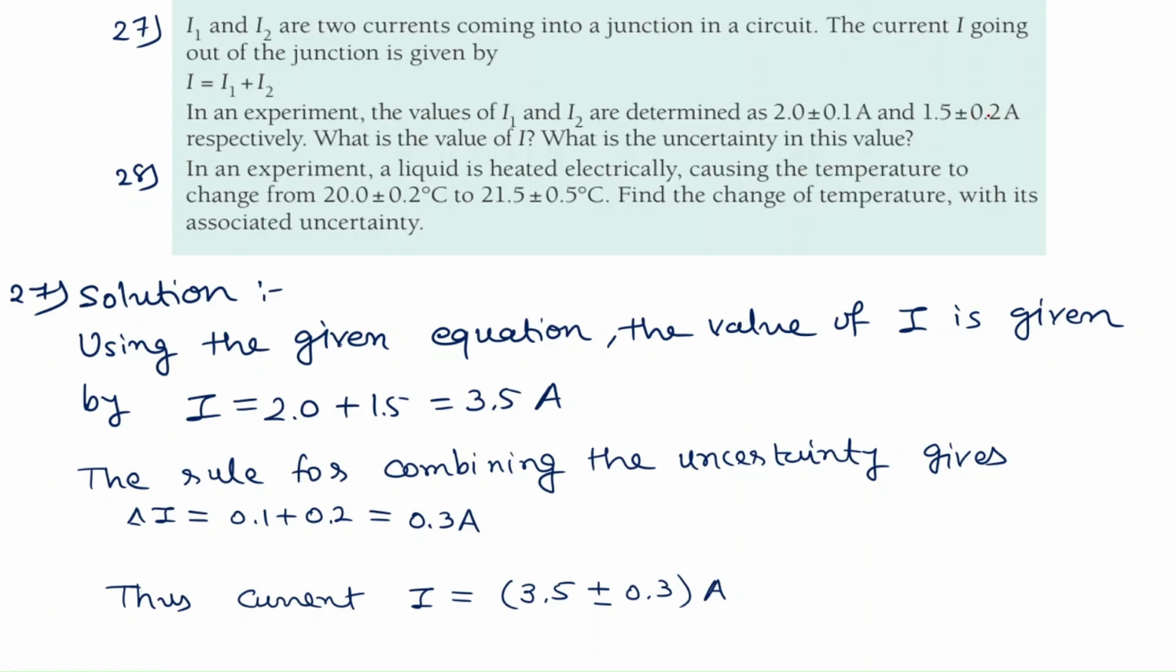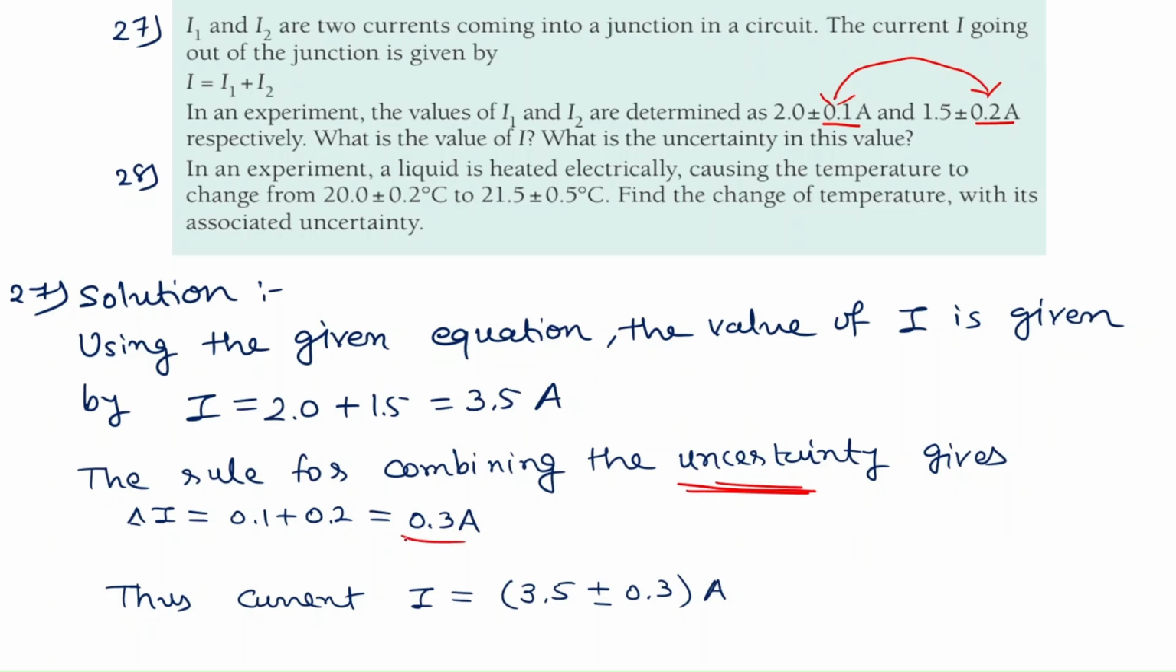But there is some uncertainty in I1 and I2. In I1 it is 0.1, and in I2 it is 0.2 ampere. From the uncertainty in these values, we also get the uncertainty in I. The rule for combining uncertainties is that you just add them, and you get the answer 0.3.